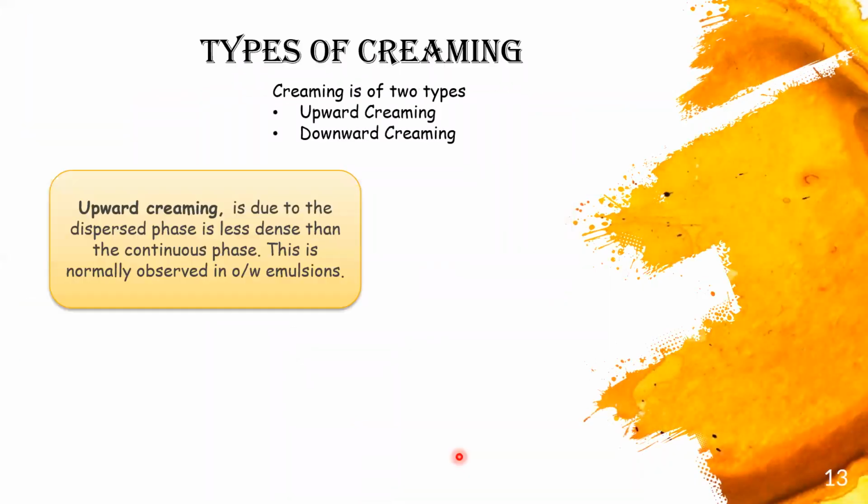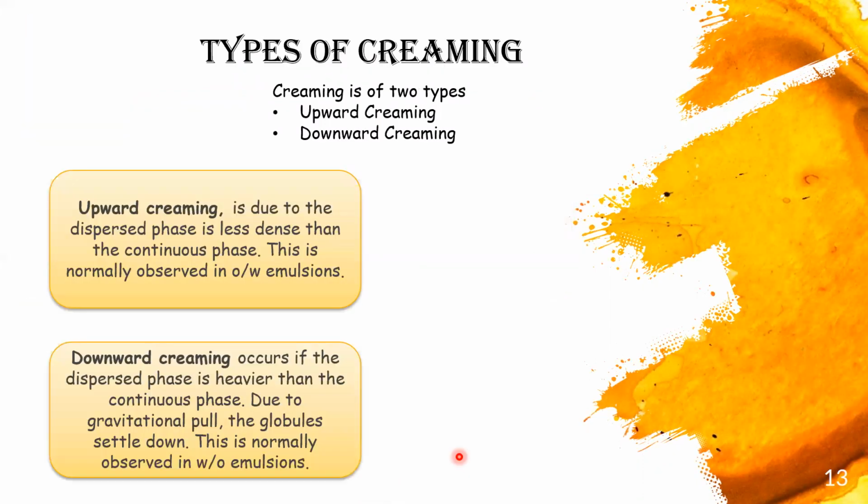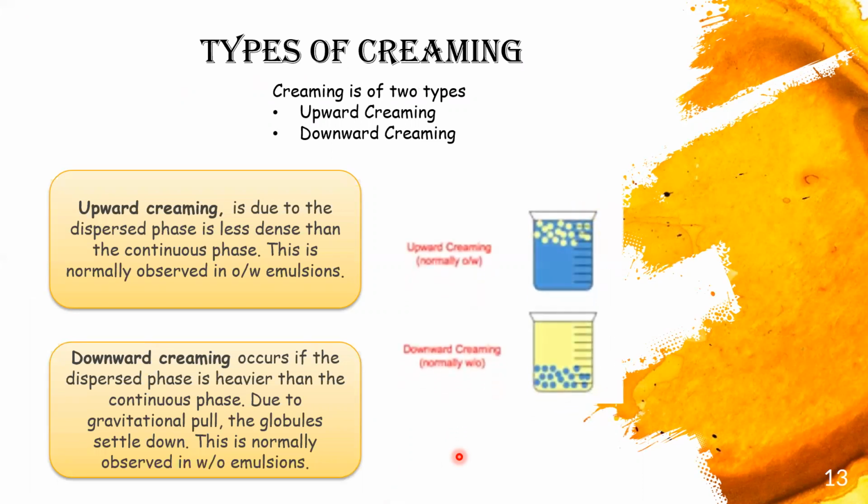So types of creaming, as we have already discussed, are upward creaming and downward creaming. In upward creaming, the dispersed phase is less dense than the continuous phase, and it normally occurs in oil and water emulsions. You can see this is upward creaming, whereas in downward creaming, the dispersed phase is heavier than the continuous phase, and it can be due to the gravitational pull. The globules can settle down, as you can see in this diagram, and it mostly occurs in water and oil emulsions.